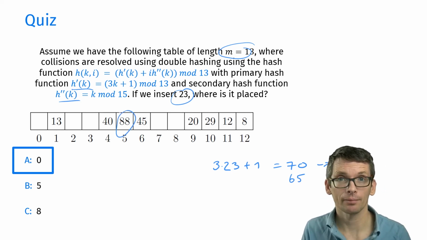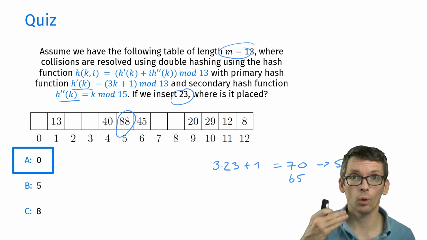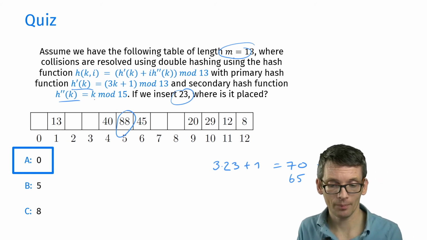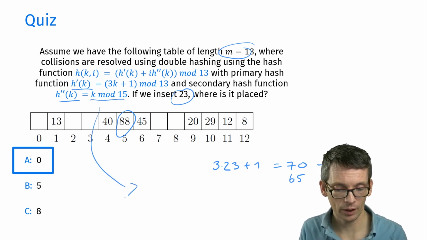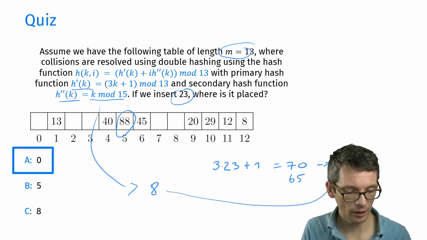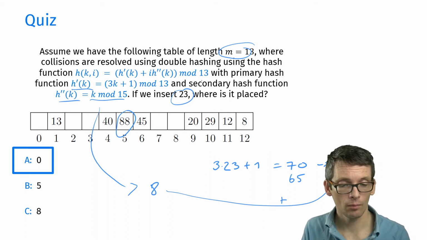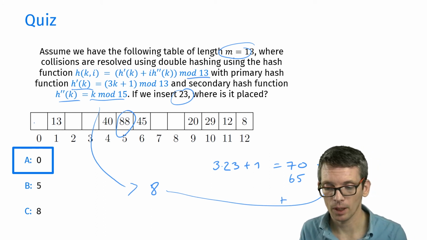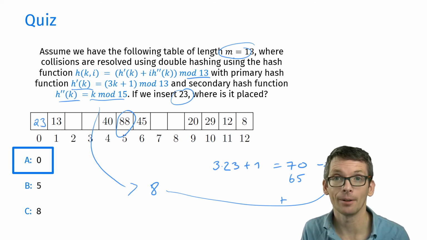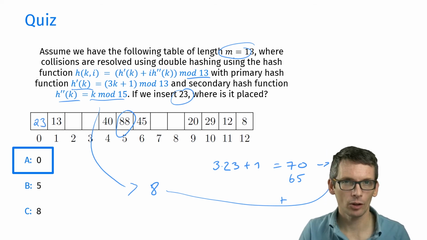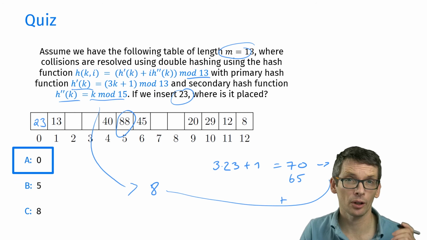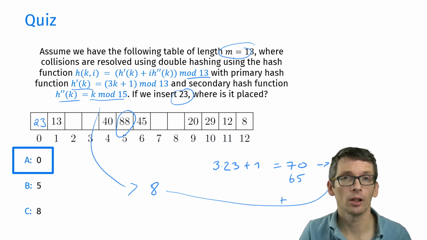5 is taken. So now we have to take 1 times h double prime. So that's k mod 15, 23 mod 15, that gives me 8. I do 8 plus 5 is 13. Mod 13 places the 23 here. And this is also part of the practice exercises, so you can check the notebook for the full solution.